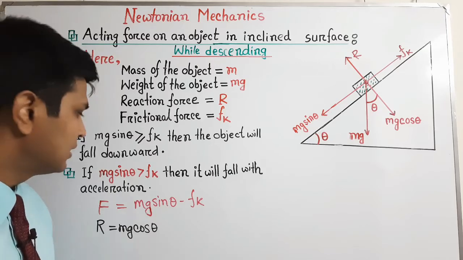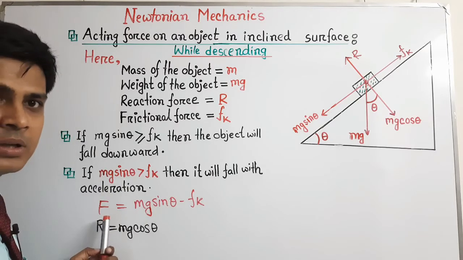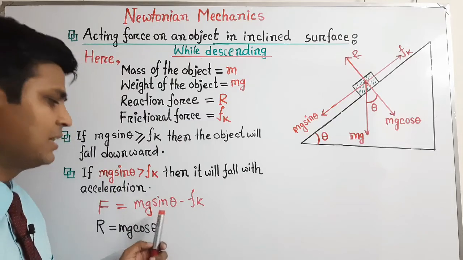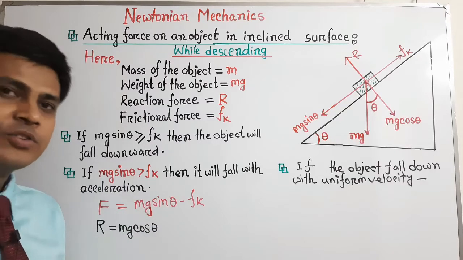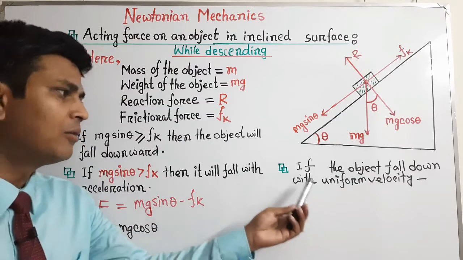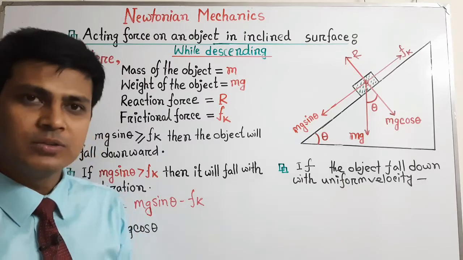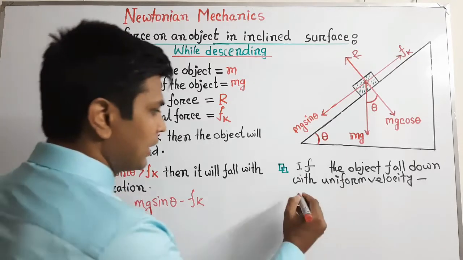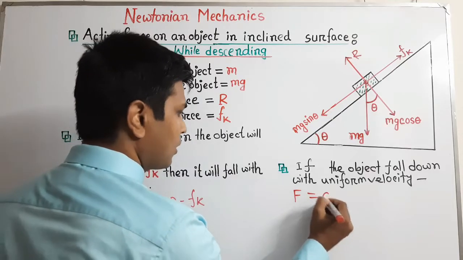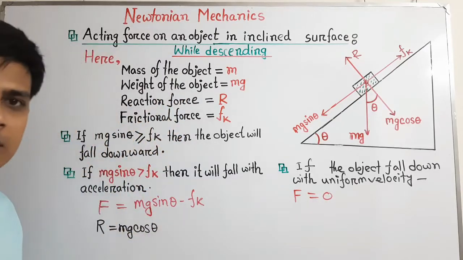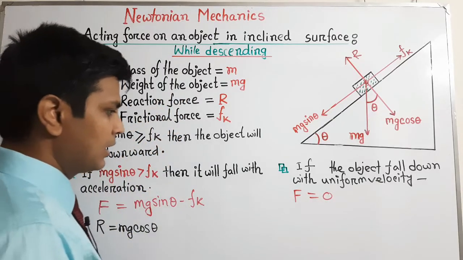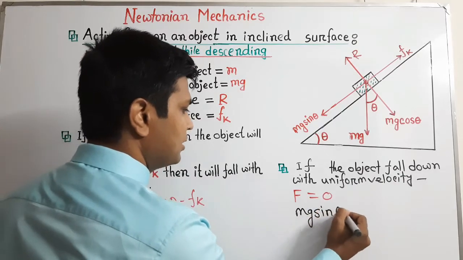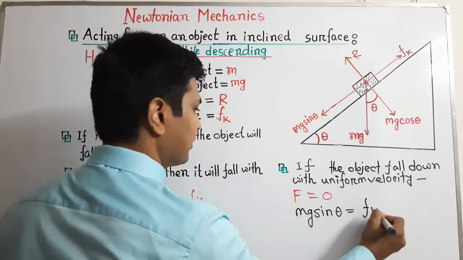At that time the effective force will be 0. Then we can write mg sin theta equals Fk. So if the object falls down with uniform velocity, in that case the effective force F will be 0, and our formula will be like this: mg sin theta equals Fk.